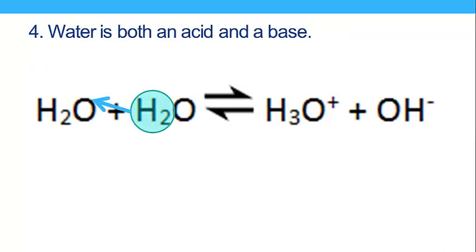Explain why water is both an acid and a base. So if we have two water molecules, water can actually self-ionize. This happens to about 1 in 1 million water molecules. One water molecule can donate its hydrogen to another water molecule. This results in hydronium. The water molecule that did the donating is now short a hydrogen, so it becomes hydroxide.